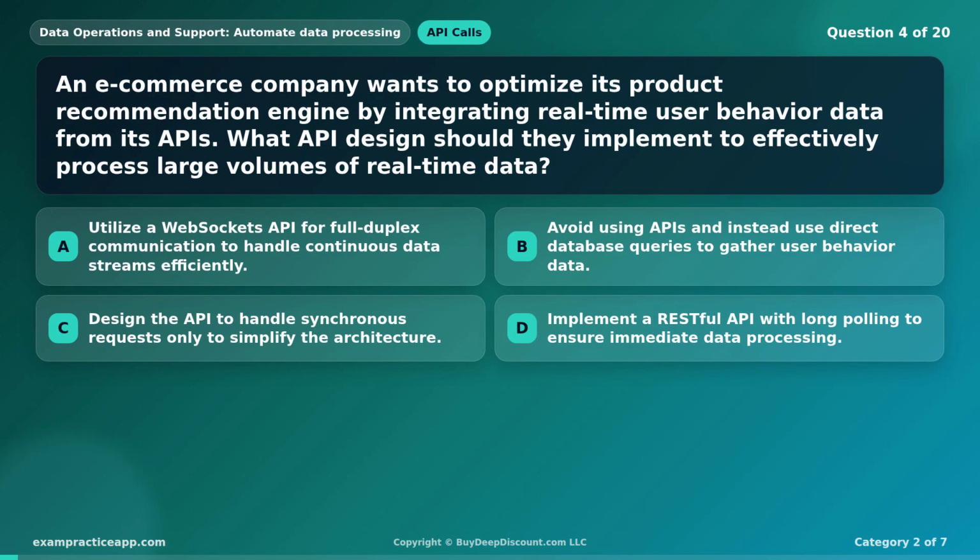Question 4. An e-commerce company wants to optimize its product recommendation engine by integrating real-time user behavior data from its APIs. What API design should they implement to effectively process large volumes of real-time data?